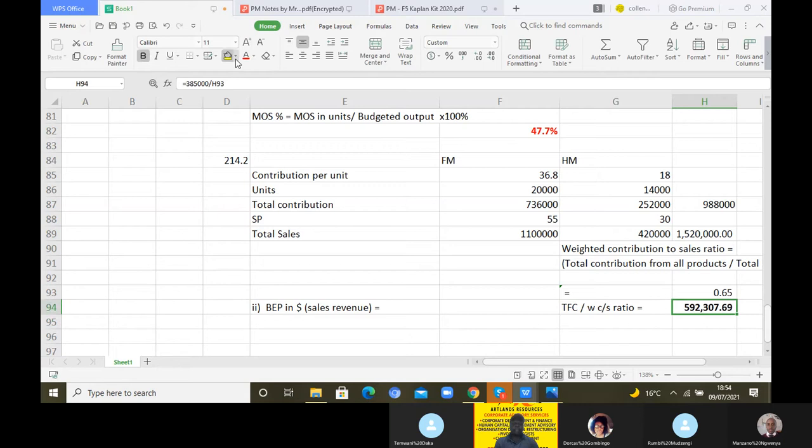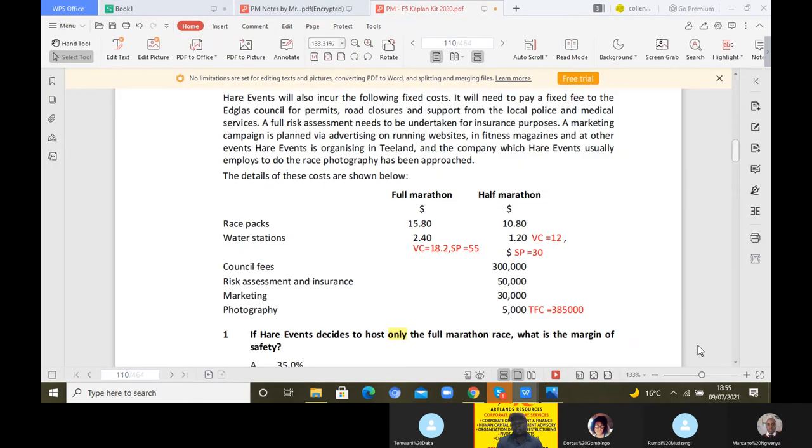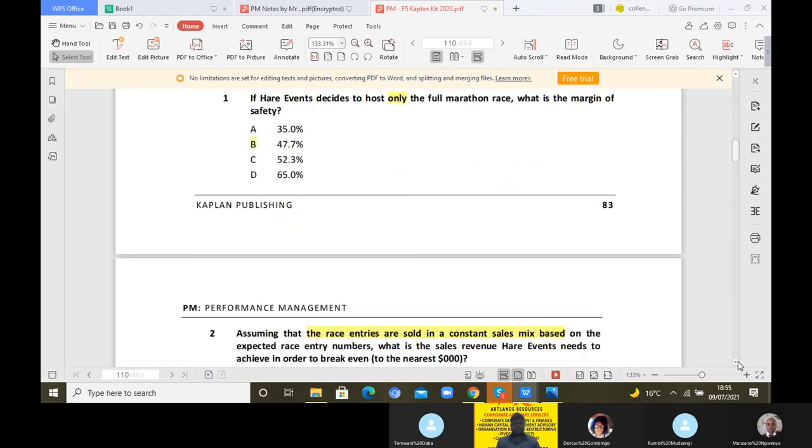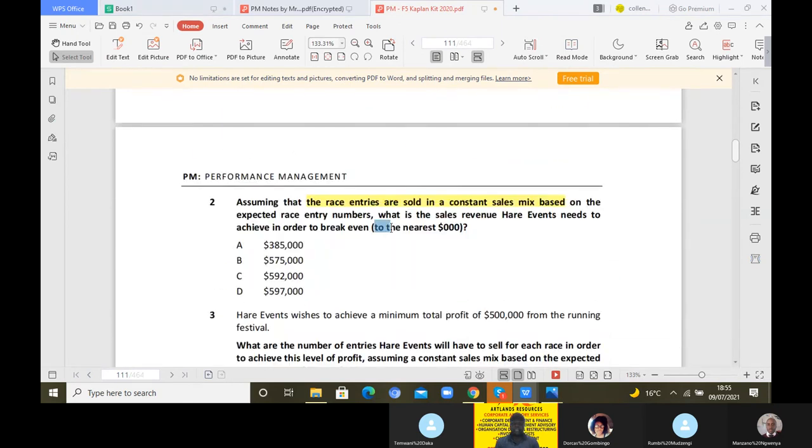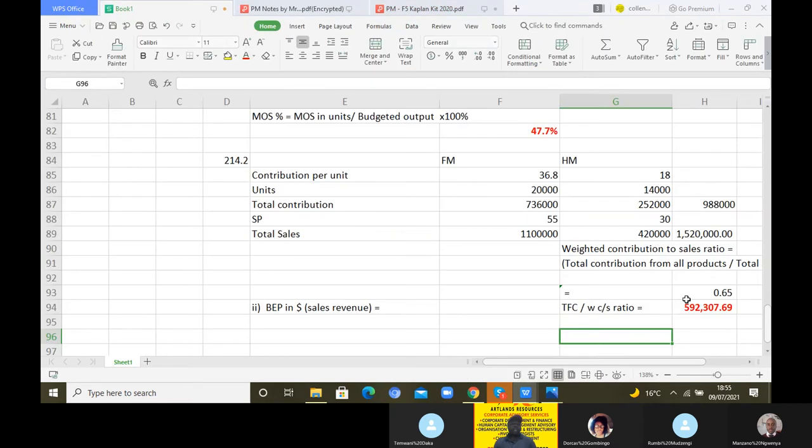This is what they want. This is the answer which they want. What they are saying is, what is the break-even sales revenue? So you check whether we have got 592 amongst the answers. They are saying to the nearest 1,000. So it's 592. So the answer is C. We have 592 there, 307. If you put it to the nearest 1,000, it's 592,000. You get that?